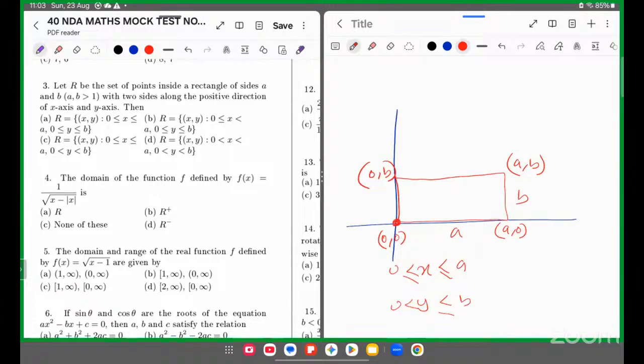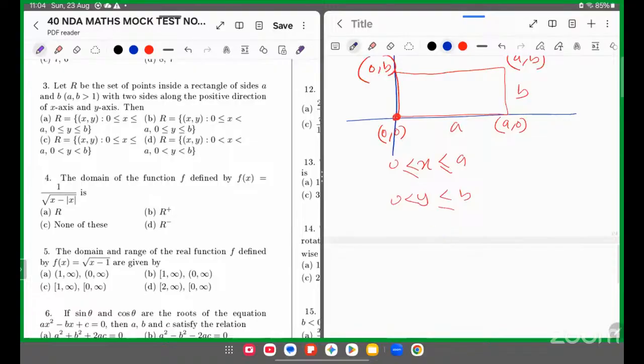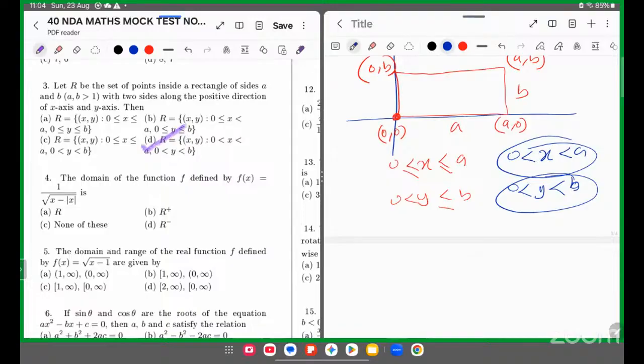So the question is, inside means we should not consider the border. So x is between 0 and a, so this will be surely inside. And y will be between 0 and b. So inside means we should not consider equality. So x greater than 0 and less than a, and y greater than 0 and less than b. So the answer will be option D, because the point is given, it has two sides along the positive axis, then the point inside is given.